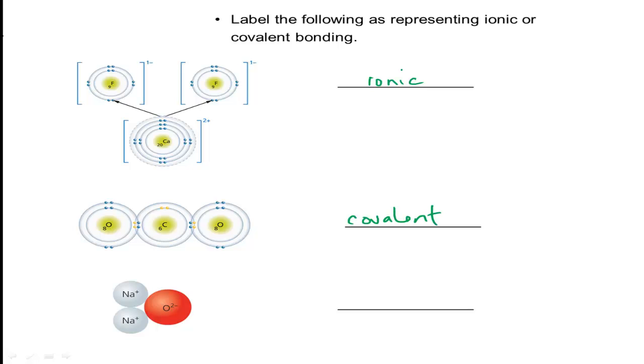What do you think this one is? Got a positive ion and a negative ion. Notice that the positive and the negative ions actually balance. This is a metal, this is a non-metal. You got it. It's got to be ionic. Ionic bonding.